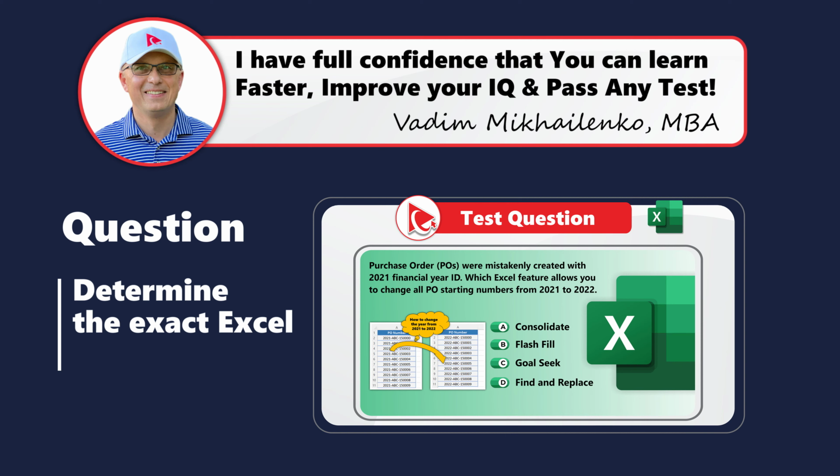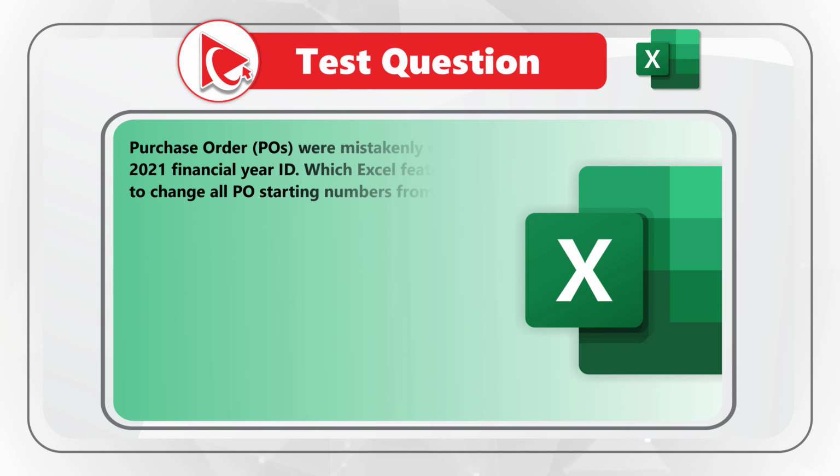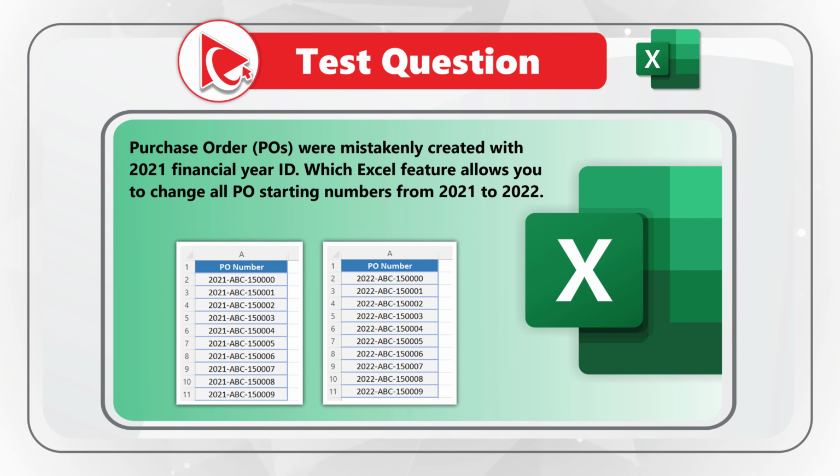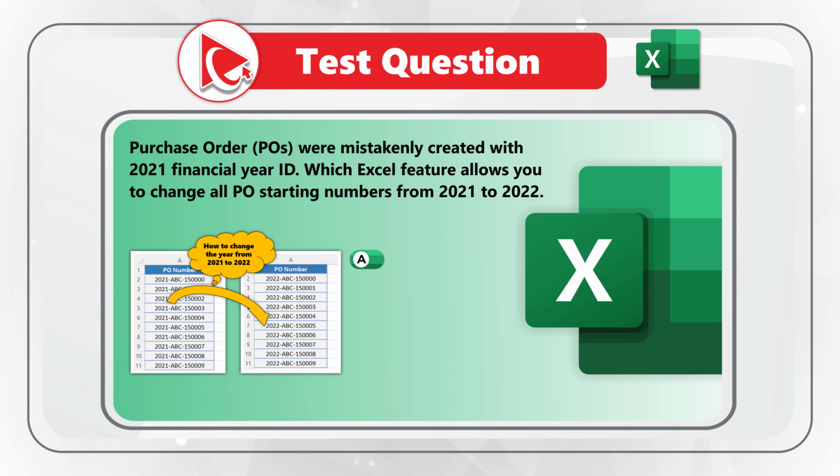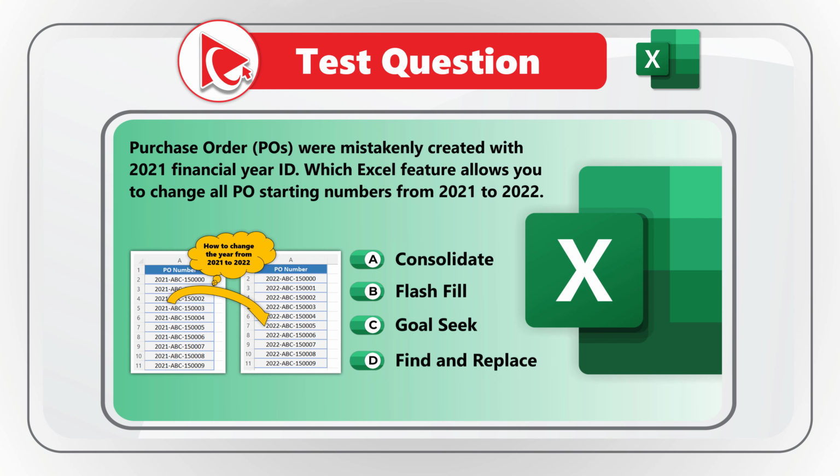Here's an amazing question to test your knowledge of Microsoft Excel features. Purchase orders, POs, were mistakenly created with the 2021 financial year ID. Which Excel feature allows you to change all purchase order starting numbers from 2021 to 2022? And you have 4 different choices. Choice A, consolidate. Choice B, flash fill. Choice C, goal seek. And last but not least, choice D, find and replace.